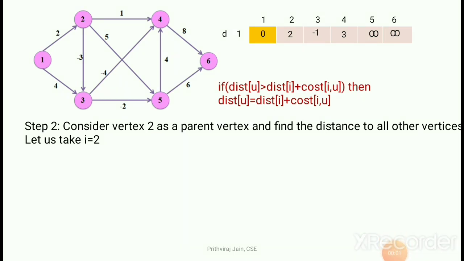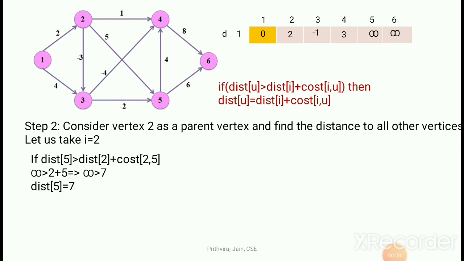Now let us take the cost from 2 to 5. So distance of 5 greater than distance of 2 plus cost of 2 comma 5. Distance of 5 is infinity in the array, which is greater than distance of 2, which is 2, plus cost of 2 to 5 that we can observe in the diagram, that is 5. So infinity greater than 7, distance of 5 is equal to 7. So update the new distance in the D array as 7.